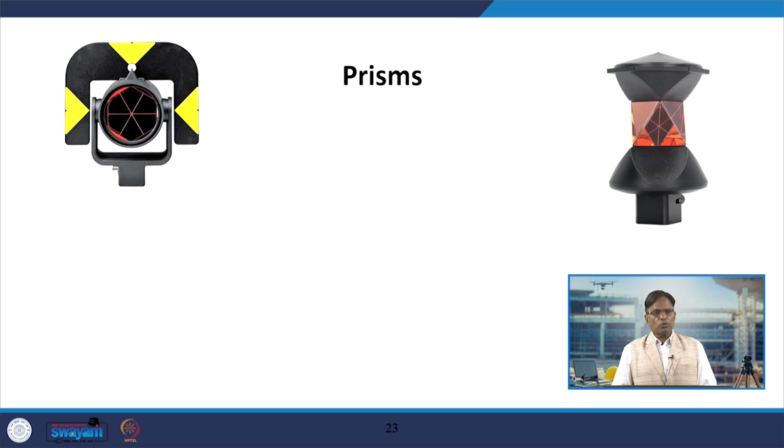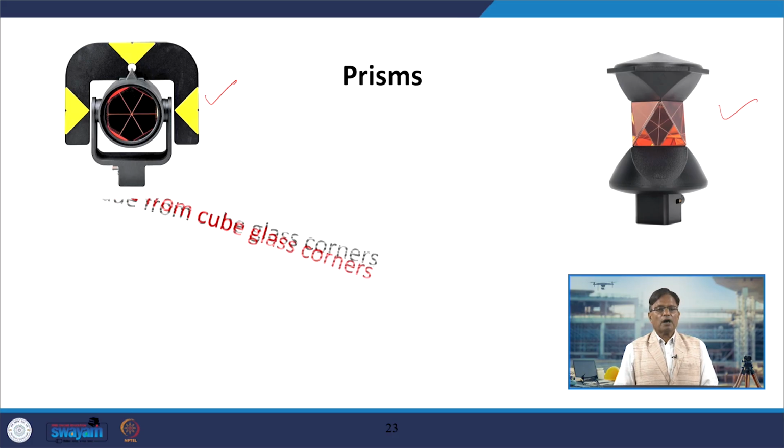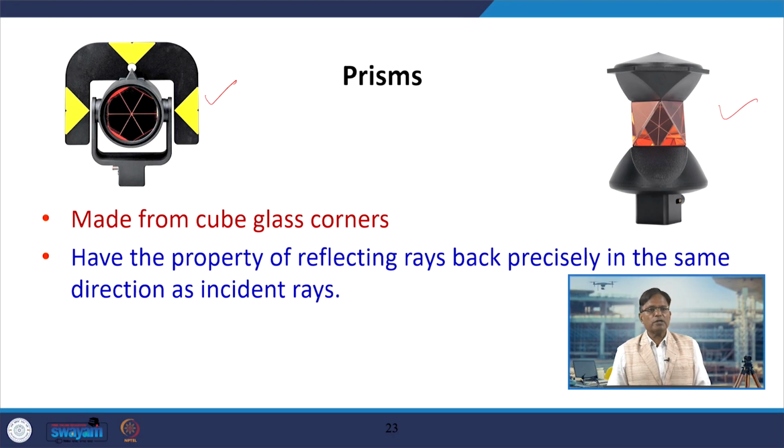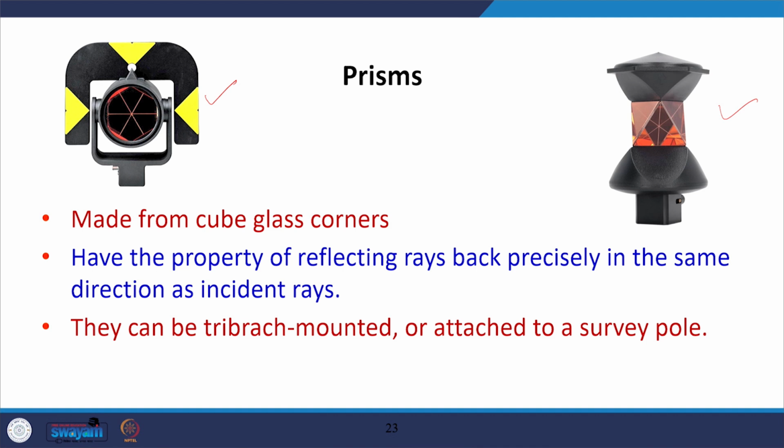Along with the EDM or total station, we use prisms. Here you can see the normal prism on my left and the other prism, which is called a 360-degree prism. These are the two kinds of prisms we use, and they are made from cube glass corners, with the property of reflecting rays back precisely in the same direction as the incident ray. They can be mounted on a survey pole or on a tripod. The advantage of the 360-degree prism, which is on my right, is that the ray can strike anywhere on this prism and reflect back to the same point from where it has come.